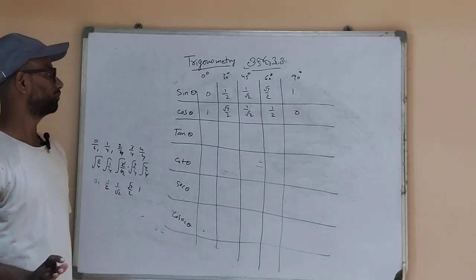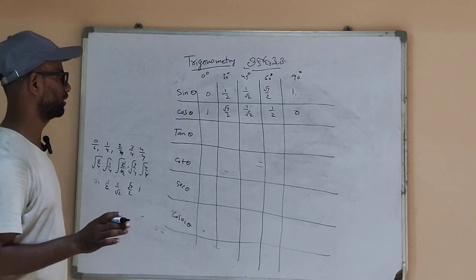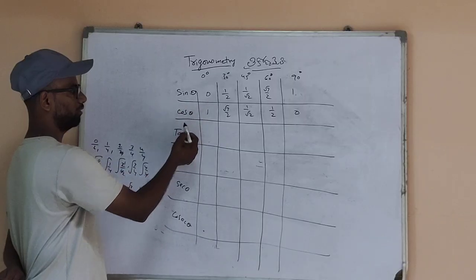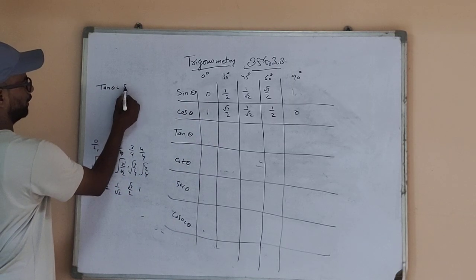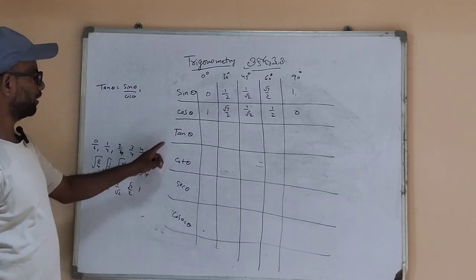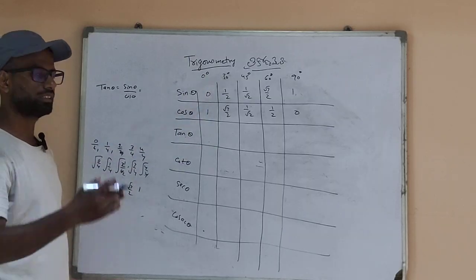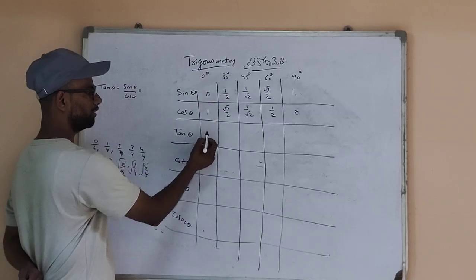So enough. If we find these values, the remaining will be an easier part to solve. So we got the sin value and cos value, next tan. Tan theta means sin theta by cos theta. We want the tan 0 value. Tan 0 means sin 0 by cos 0. 0 by anything is 0.